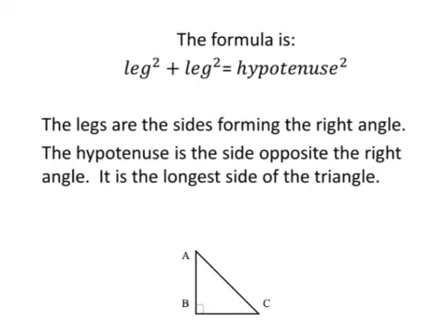The hypotenuse is always the longest side of the triangle, so it has to be bigger than the two legs. And to use the Pythagorean theorem, the formula for it is leg squared plus leg squared equals hypotenuse squared. So the sum of the squares of the legs is equal to the square of the hypotenuse. Leg squared plus leg squared equals hypotenuse squared.